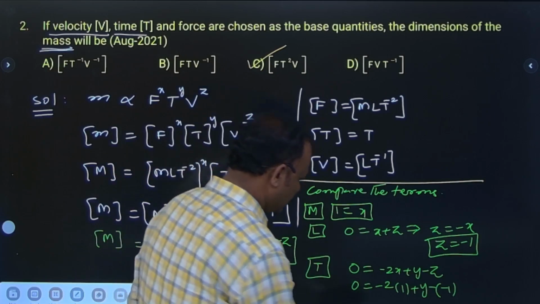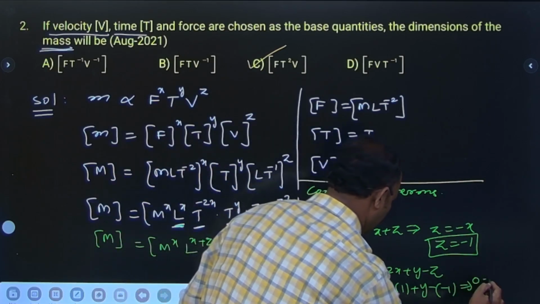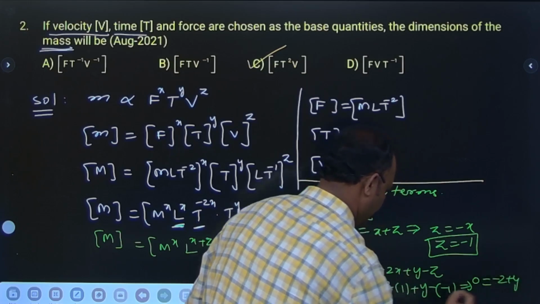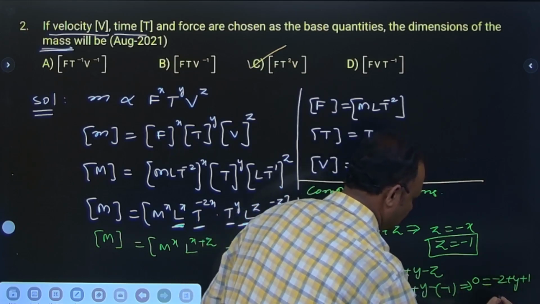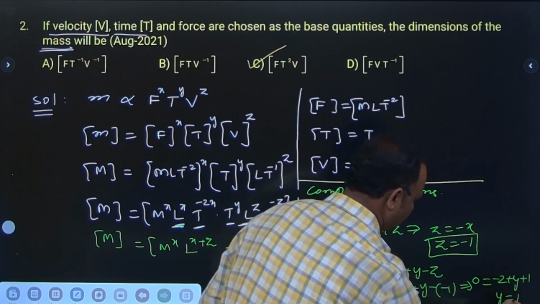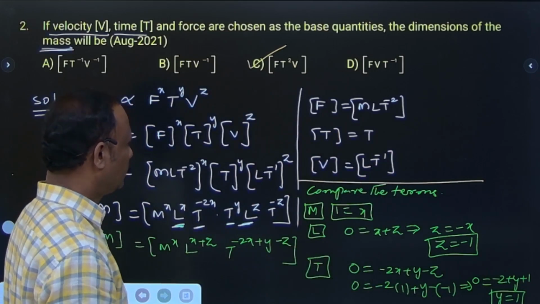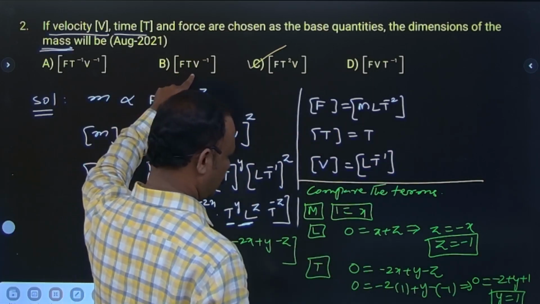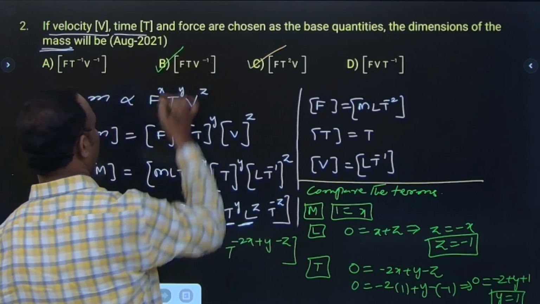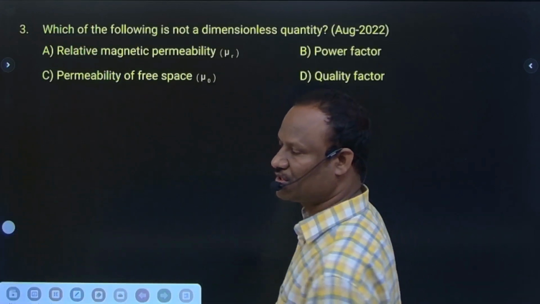So this becomes 0 is equal to minus 2 plus y, plus 1. Then y is equal to minus 2 plus 1, which is minus 1. What would it become? It's 1. Okay, so x is 1, y is 1, z is minus 1. This is the answer.